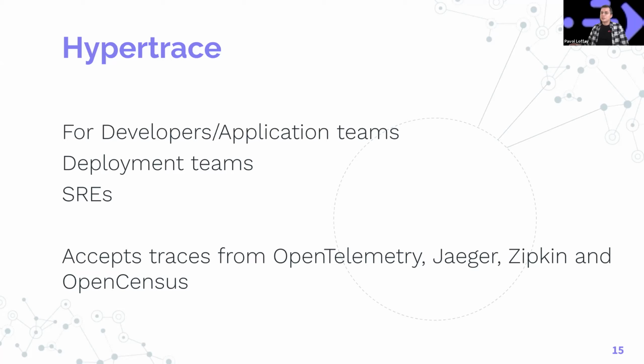And Hypertrace accepts telemetry data from all major open source tracing libraries. There is support for consuming OpenTelemetry, Jaeger, Zipkin, or OpenCensus formats. So if you are using any of these, you can start using Hypertrace without any change to your tracing instrumentation.